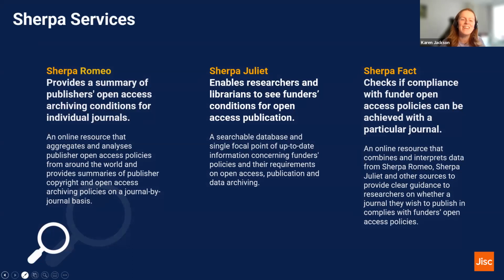So fantastic, thank you, John. So first off, Sherpa Services. You may be familiar with Sherpa. We've got users all around the globe. We've got 3 main elements to the Sherpa Services. They're known as Sherpa Romeo, Sherpa Juliet, and Sherpa Fact. Sherpa Romeo has actually been around for 20 years this year. I haven't been working on it all that time. And Romeo's remit is collating and summarizing journal and publisher open access policies.